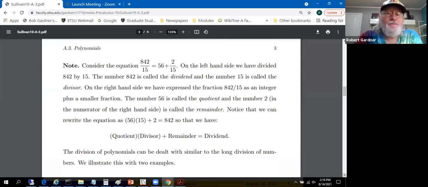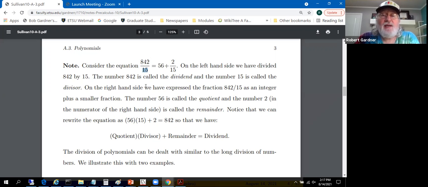Let's shift gears a little bit to an idea of division. Here's an illustration with just some integers, quotients of integers. Consider the equation 842 divided by 15 equals 56 plus 2 divided by 15. You do the long division, and you find this is true. On the left-hand side, we've divided 842 by 15. The number 842 in this expression is called a dividend. The number 15 is called the divisor. So we've taken the dividend and divided it by the divisor.